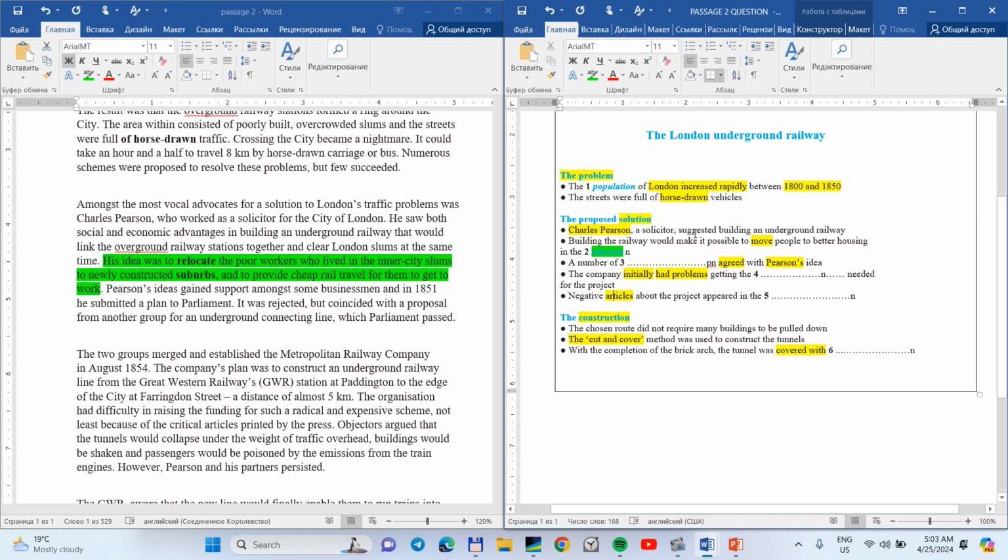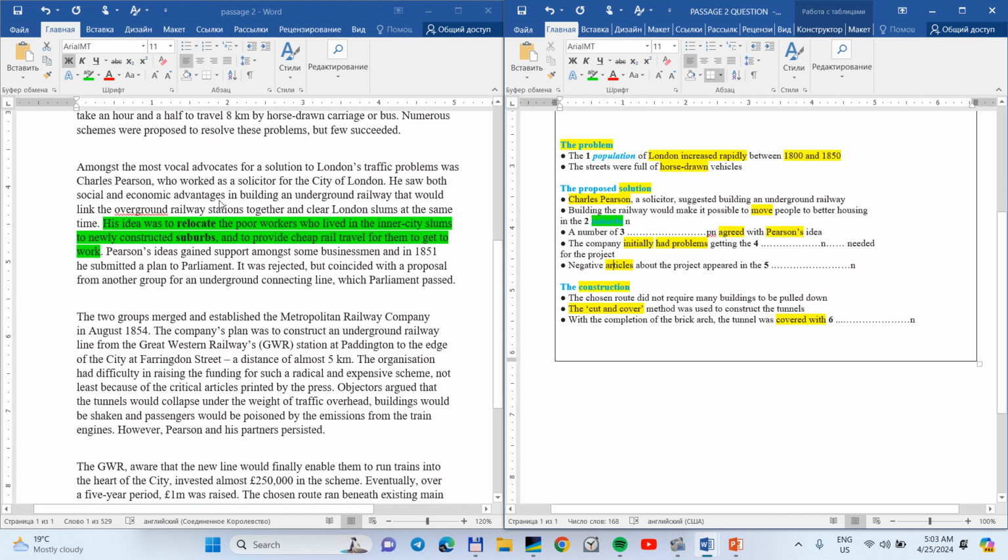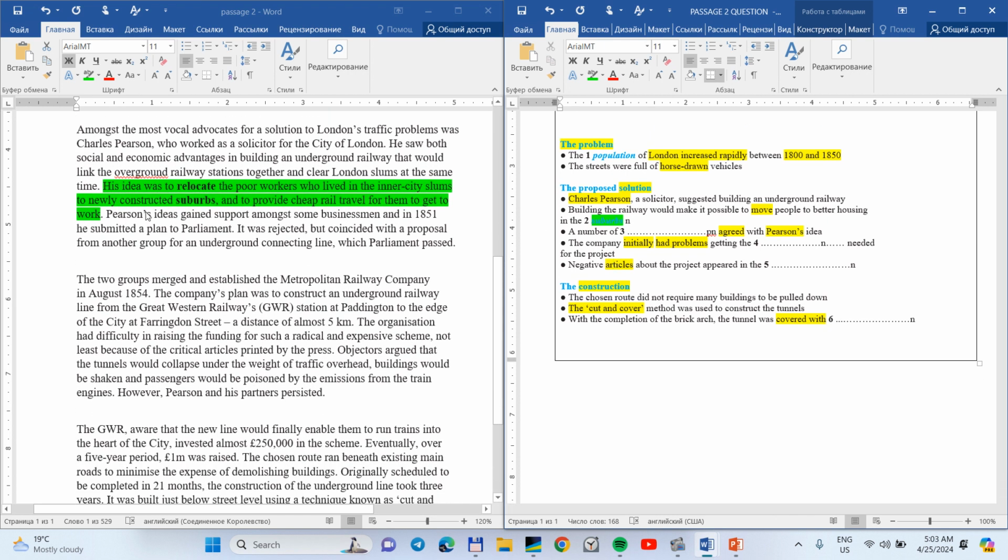And what is the synonym of move? Move means relocate. Let's go. Pearson's idea gained support among some businessmen. In 1851, he submitted a plan to Parliament. It was rejected, but coincided with a proposal from another group for an underground connecting line, which Parliament passed.